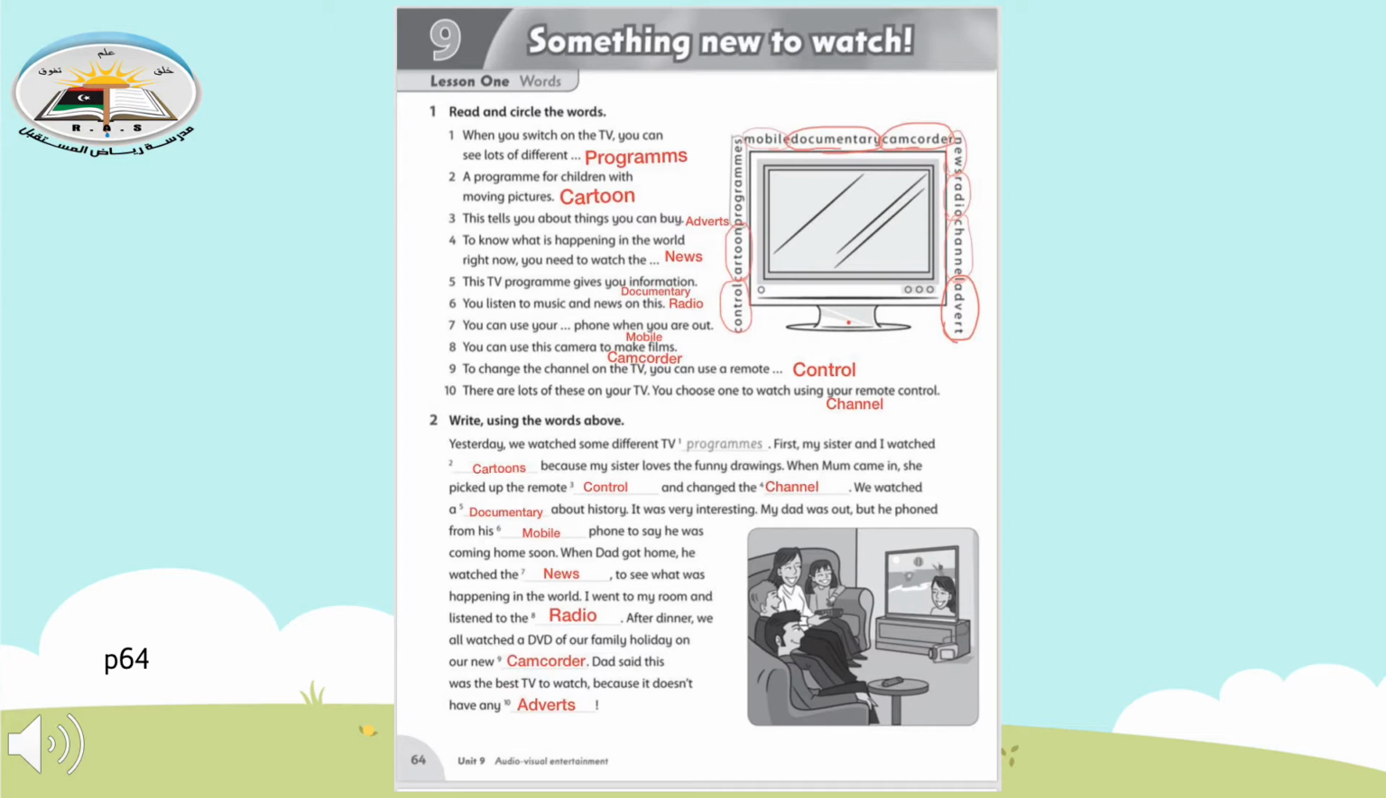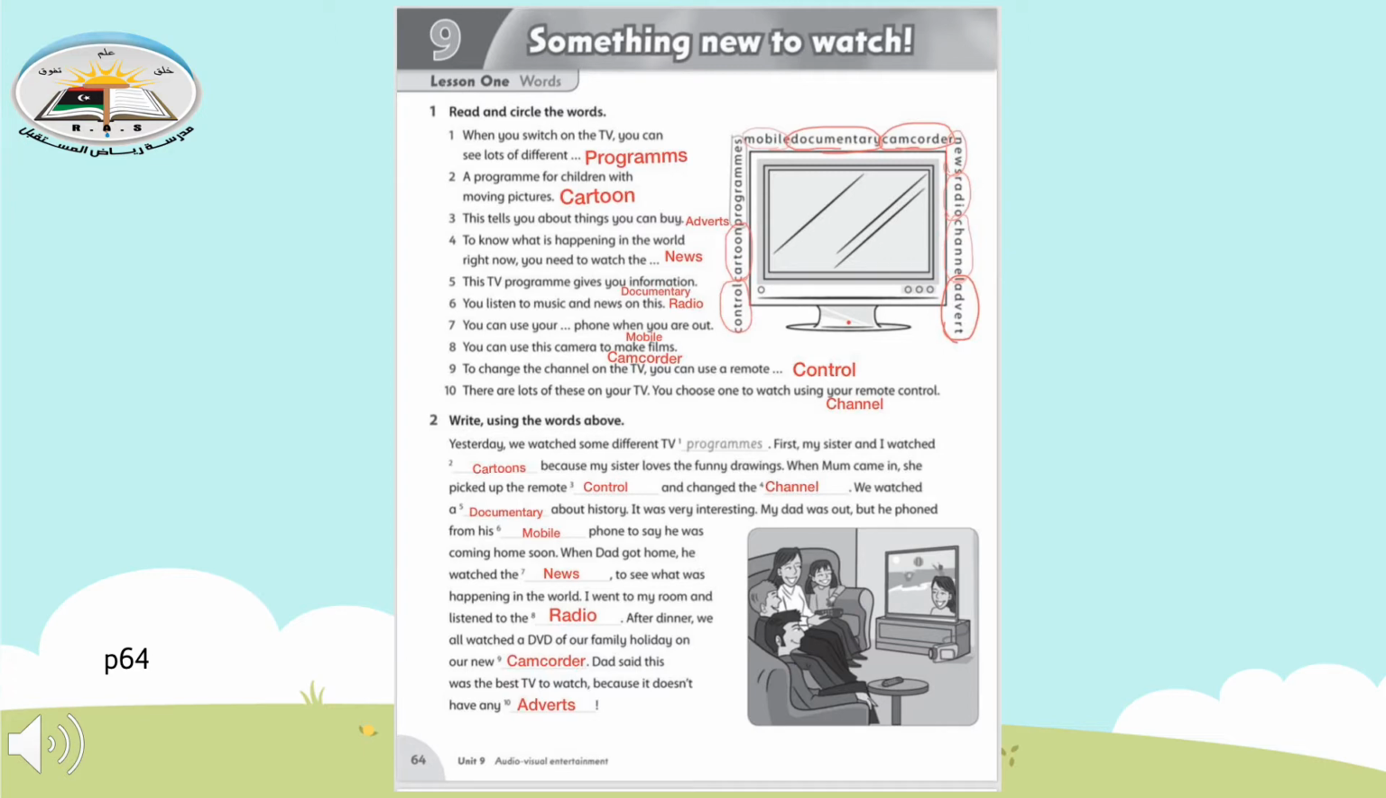So let's go over them again. Number 1, the answer is program. Number 2, cartoon. Number 3, advert. Number 4, news. Number 5, documentary. Number 6, radio. Number 7, mobile. Number 8, camcorder. Number 9, control. Number 10, channel.